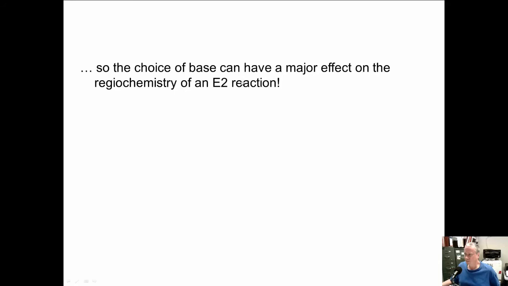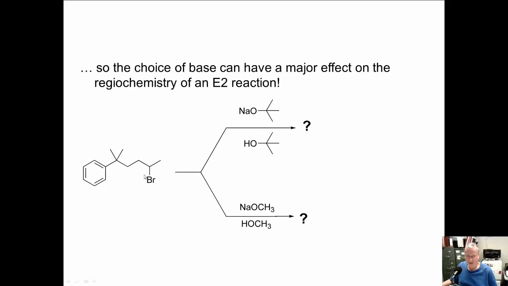So the choice of the base has a major effect on the regiochemistry. What does regiochemistry mean again? It just means, in this case, which alkene forms. Is it going to be Zaitsev or is it going to be anti-Zaitsev? The choice of base has a major effect. So if I have this molecule, I can do it with a sterically hindered base or a sterically non-hindered base.